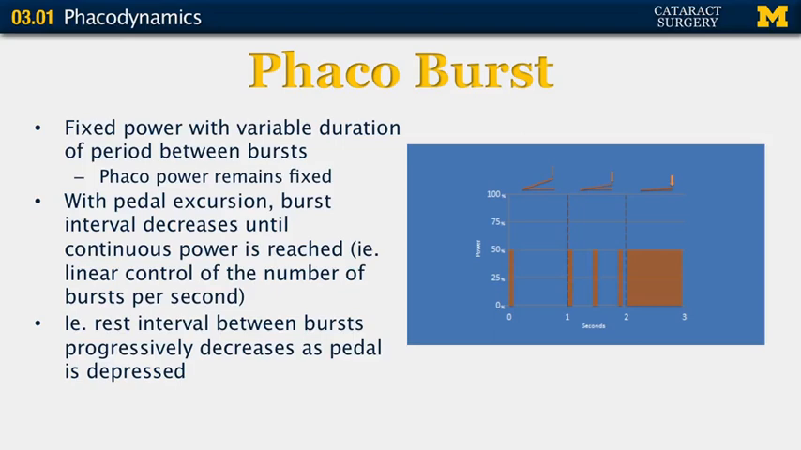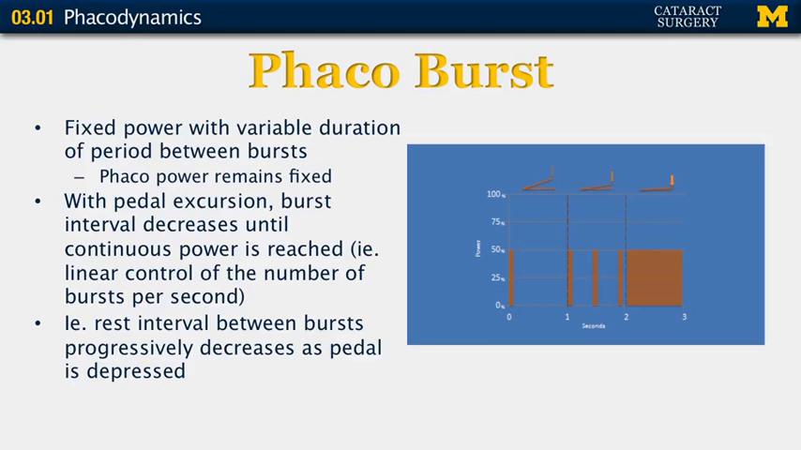So let's talk now about another form of power modification in phaco, this one called phaco burst. In phaco burst, there's again a period of phaco on followed by a period of phaco off. In this case, there's actually a variable duration of period between the bursts, but the phaco power actually remains set. So the phaco power is set beforehand by the surgeon, but it's really the frequency of burst that increases with foot pedal excursion. So essentially, if we think at the extreme of foot pedal depression in this case, we actually approach continuous power as the foot pedal is depressed.